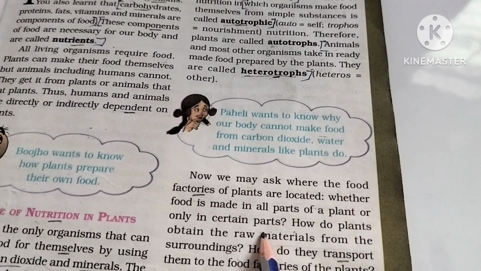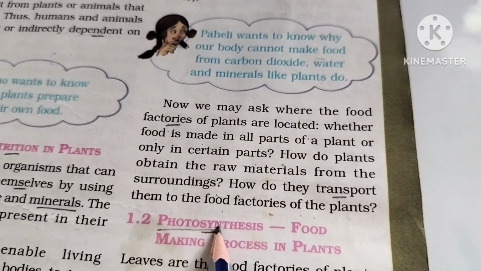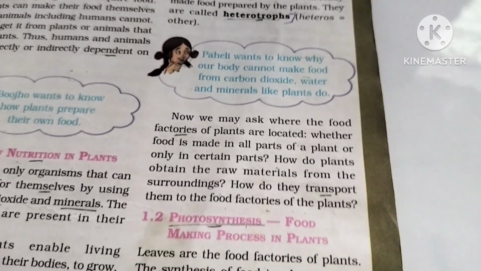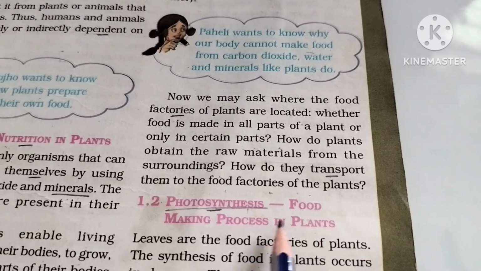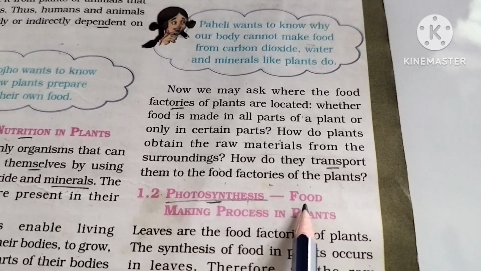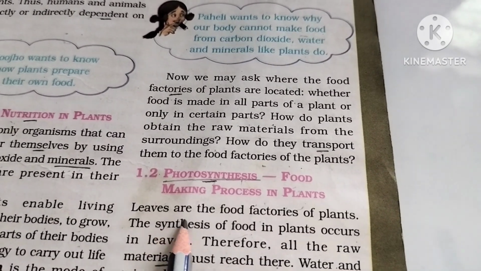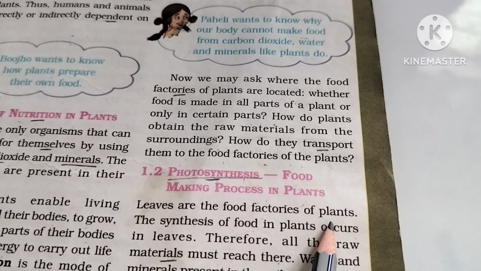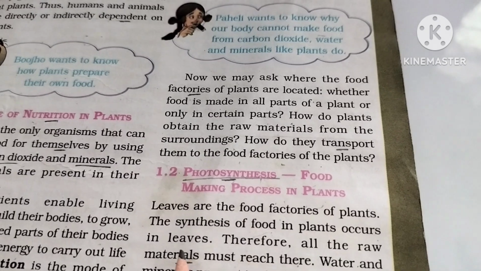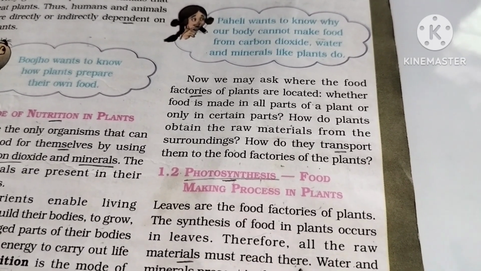Now we are going to see photosynthesis. This is the process where food is prepared by the plants. So photosynthesis is the food making process in plants. Now how do they prepare it? Leaves are the food factories of plants. The synthesis of food in plants occurs in leaves. Therefore all the raw materials must reach there.